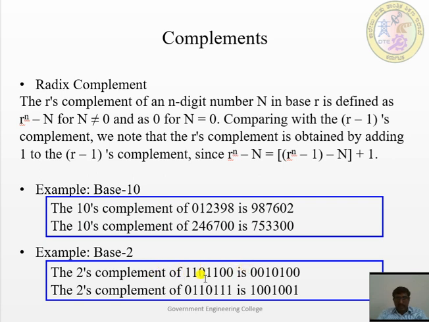So its value, the 2's complement of 1 1 0 1 1 0 is 0 0 1 0 1 0 0. In the second example also, the first bit is 1, so it should be subtracted by 2. The remaining bits are the 1's complement value, or they can be subtracted by 1, that is 1 minus 1 is 0, 1 minus 1 is 0, 1 minus 0 is 1, 1 minus 1 is 0, 1 minus 1 is 0, 1 minus 0 is 1. So this one is the 2's complement method.